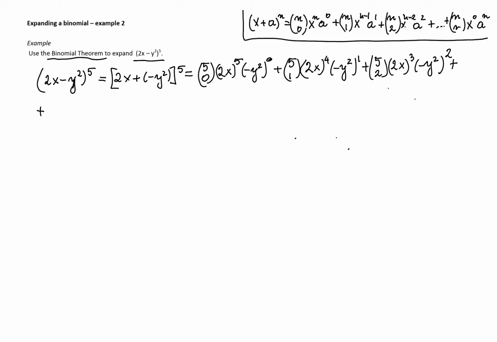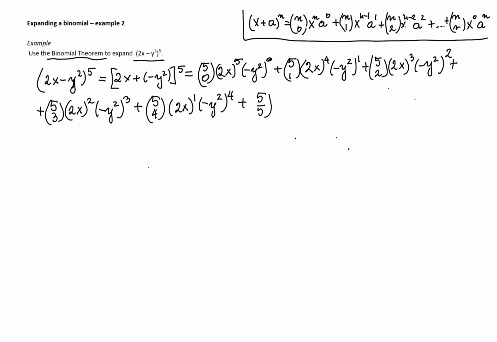Next term will be 5 choose 3, 2x to the power 2, negative y squared to the power 3. And then 5 choose 4, 2x to the power 1 times negative y squared to the power 4. And finally, we'll have 5 choose 5, 2x to the 0 power times negative y squared to the power 5. And we'll continue with computing the binomial coefficients and the powers.